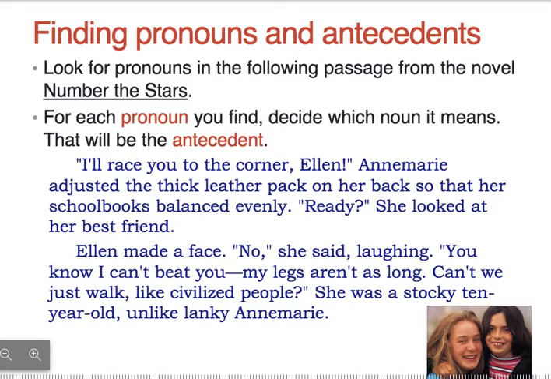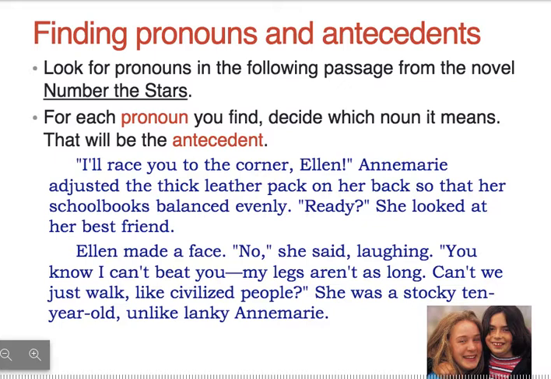So we're going to look at some examples of pronouns and antecedents. We're looking at a passage from the novel Number the Stars, which you read last year. For each pronoun that we find, we're going to decide what noun it is talking about. So what is its antecedent? We're going to start by just going through the passage and looking for all of the pronouns. All the pronouns we see, we're going to circle them.